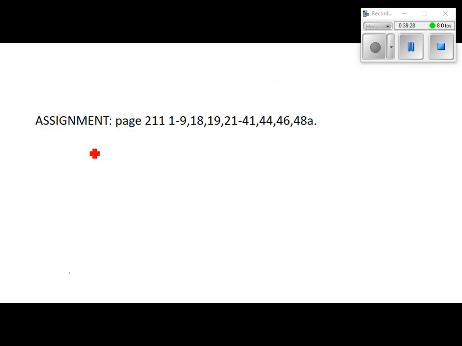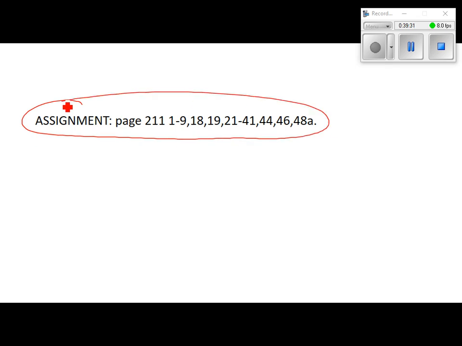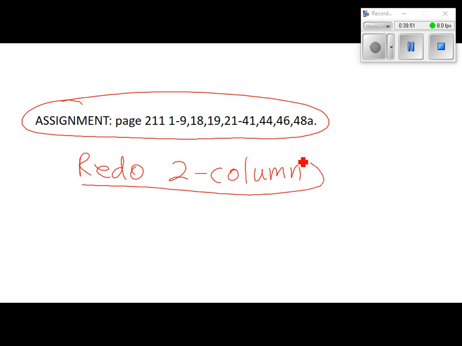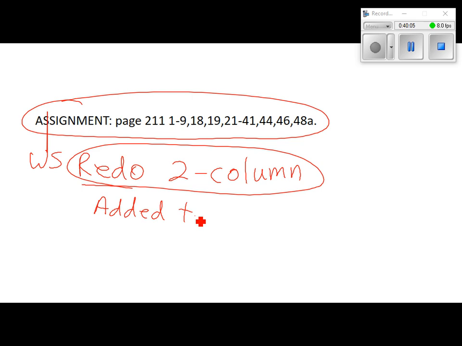Your assignment is this. It's on your notes there. Make sure you do it. The other part of your assignment is there's a redo paper for the 2-column proofs for the test. You redo those 2-column proofs. There's a worksheet. Bring it back next class, and I will add points to your test grade. If you don't need points added to your test grade, that's fine. Don't do it. But I would highly suggest it.